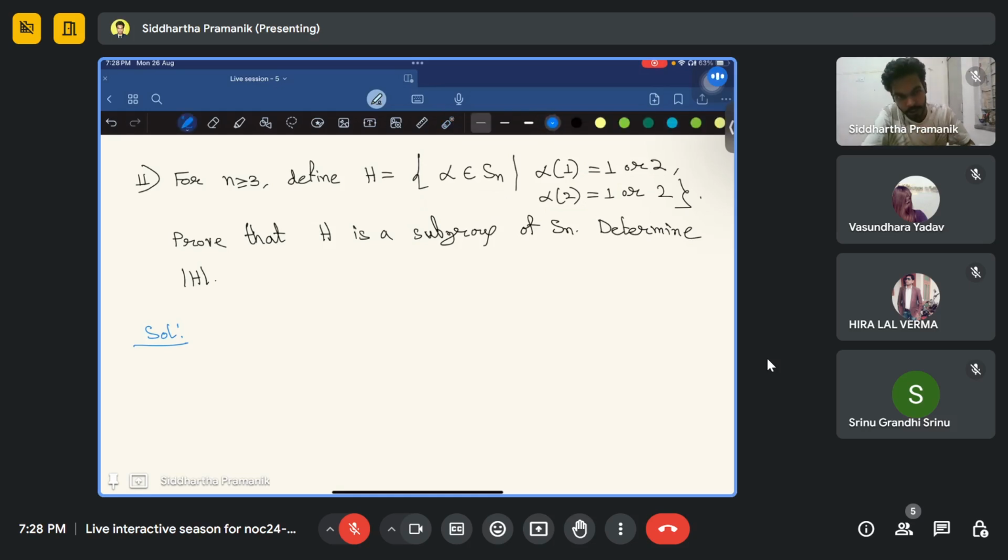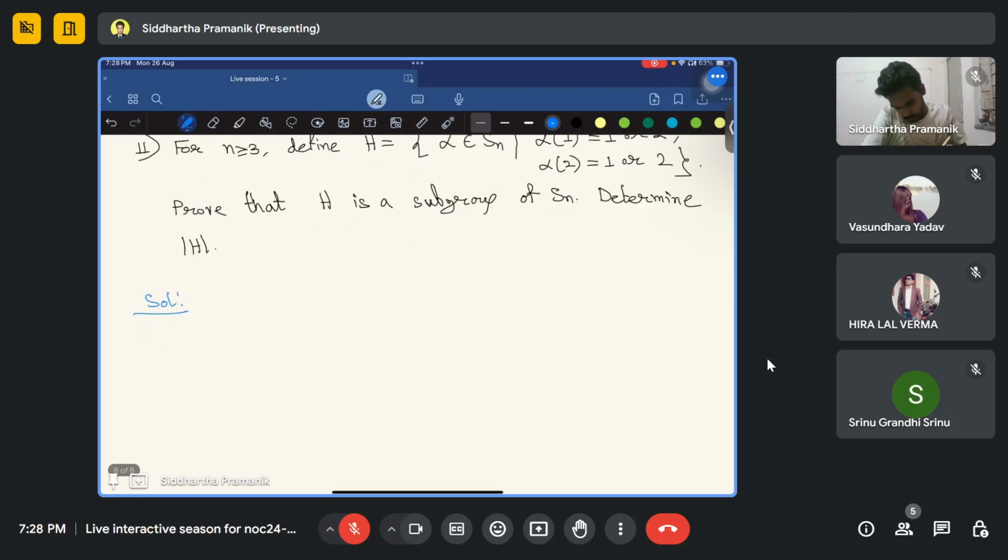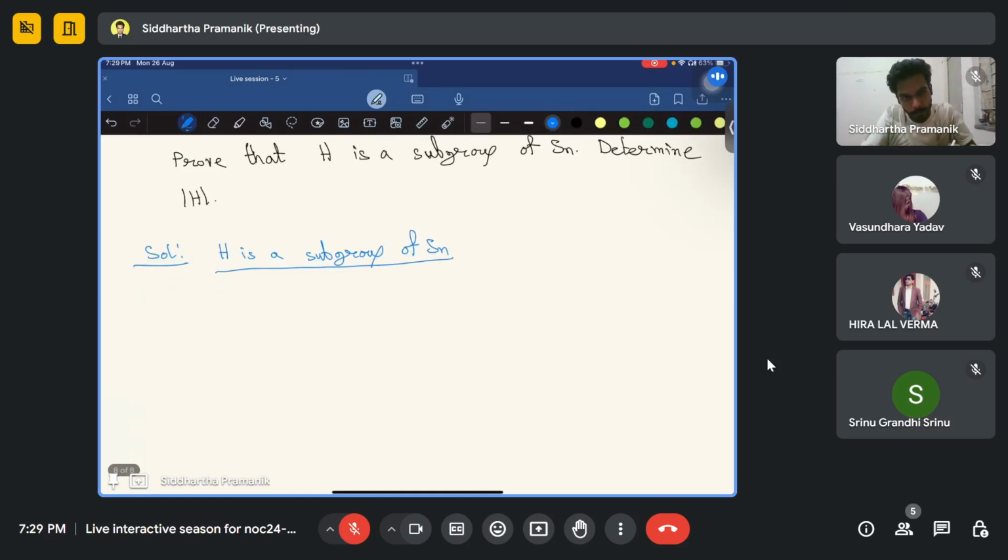So let's see a solution of this. First we need to prove H is a subgroup of Sn. So let's prove this. To prove a subgroup, we need to prove three properties. First one is the closure. Second one is the existence of identity. And third one is the existence of inverse element. Okay, so let's check one by one.